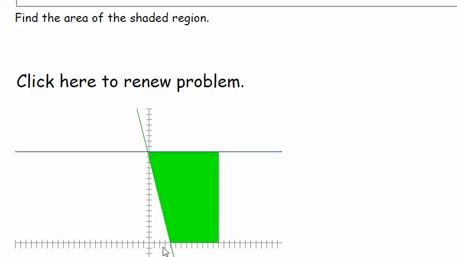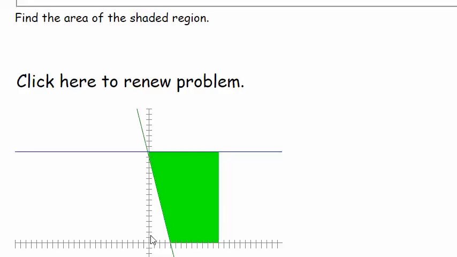So 1, 2, 3, 4, 5, 6, 7, 8, 9, 10, 11, 12, 13. Okay, so our interval is between 0 and 13 for that one. 0 and 13. Alright. And let's go ahead and count up. We need this interval here too. Let's see, 1, 2, 3, 4. Let's go ahead and write that down too. So 4.